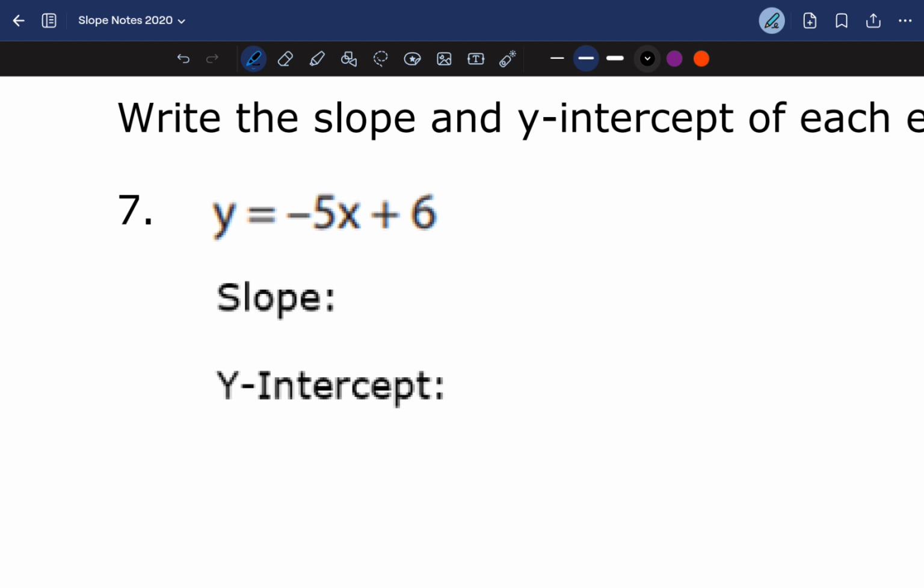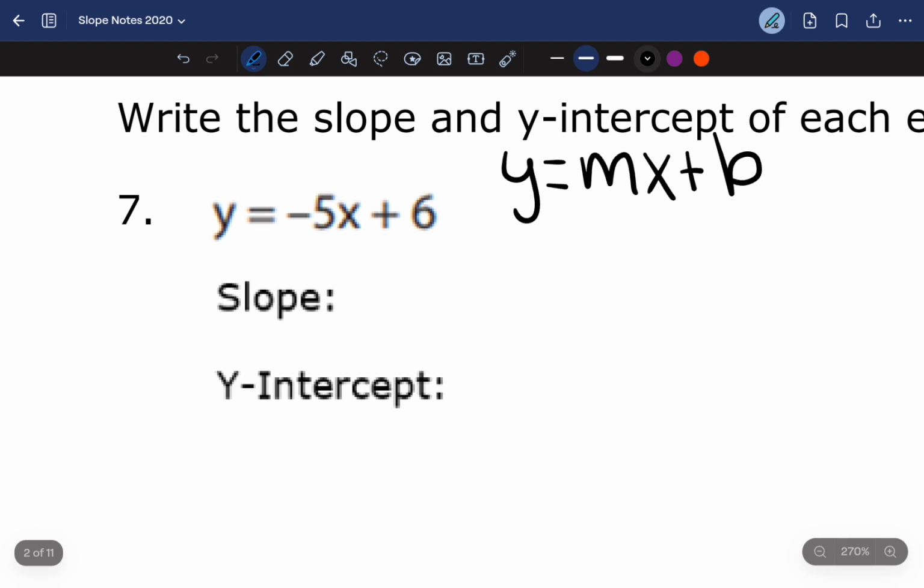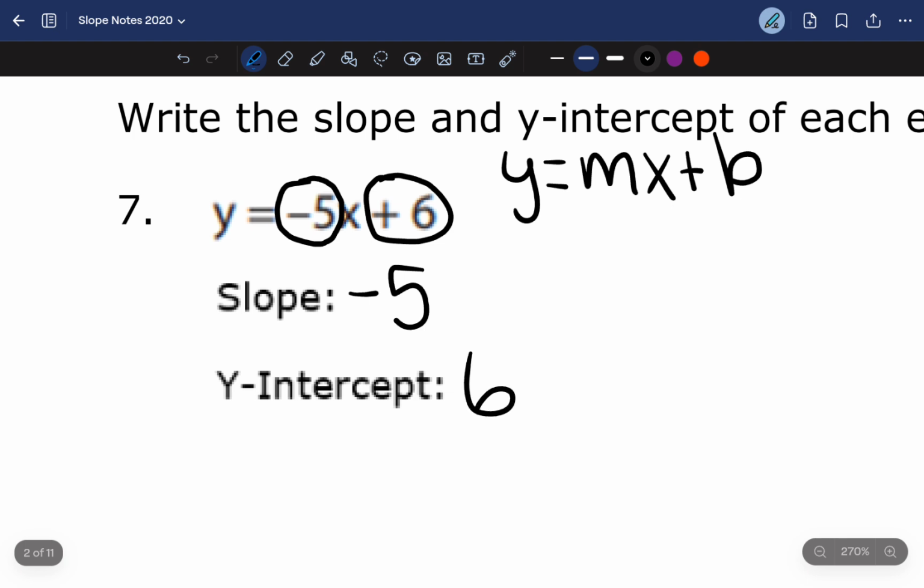So I'm going to write my equation, y equals mx plus b. So m represents the slope and b represents the y-intercept. So I'm going to take a look, and I'm going to circle -5, and I'm going to circle +6. Now, slope is your multiplicative. It's the one that's being multiplied. So in this case, we're just going to write -5 for the slope. And then your y-intercept is the additive. So it's just going to be 6. And that coordinate would be 0, 6.